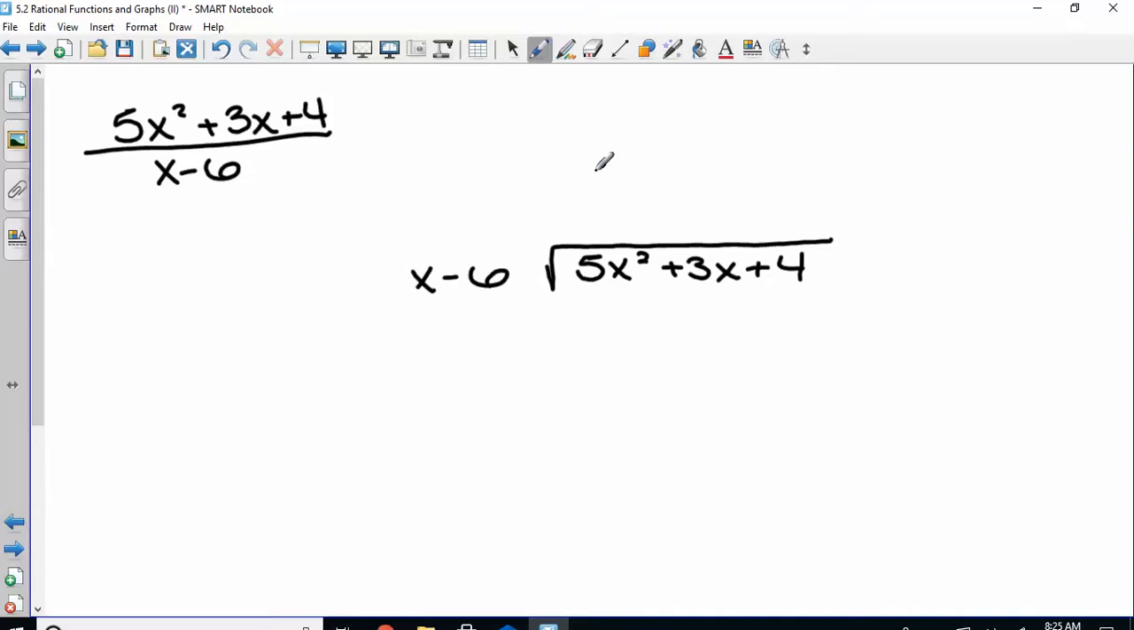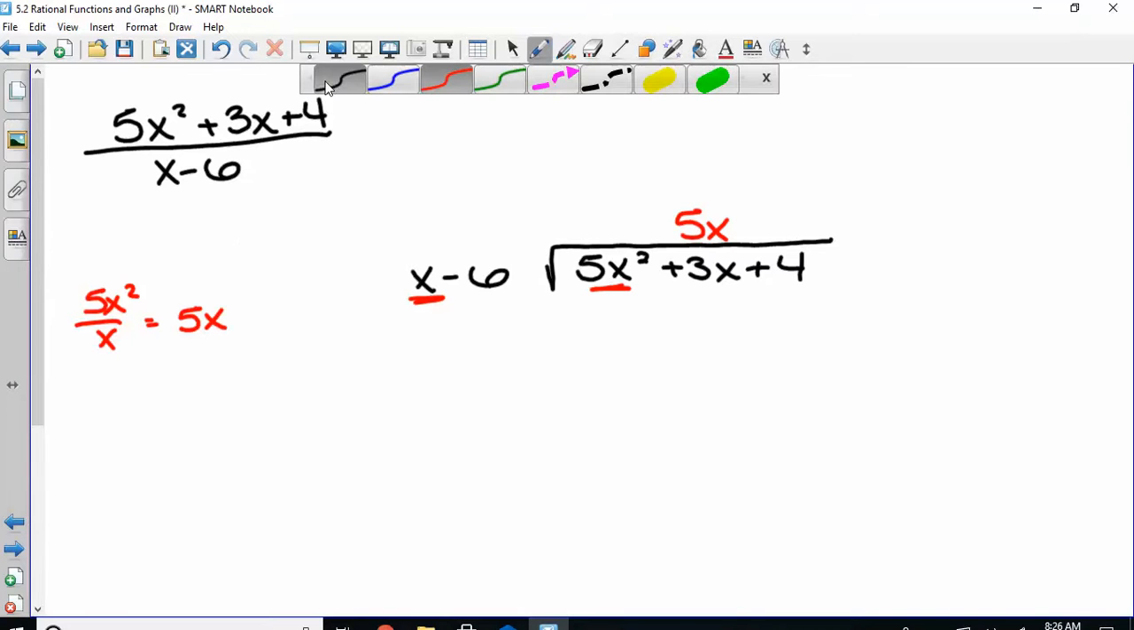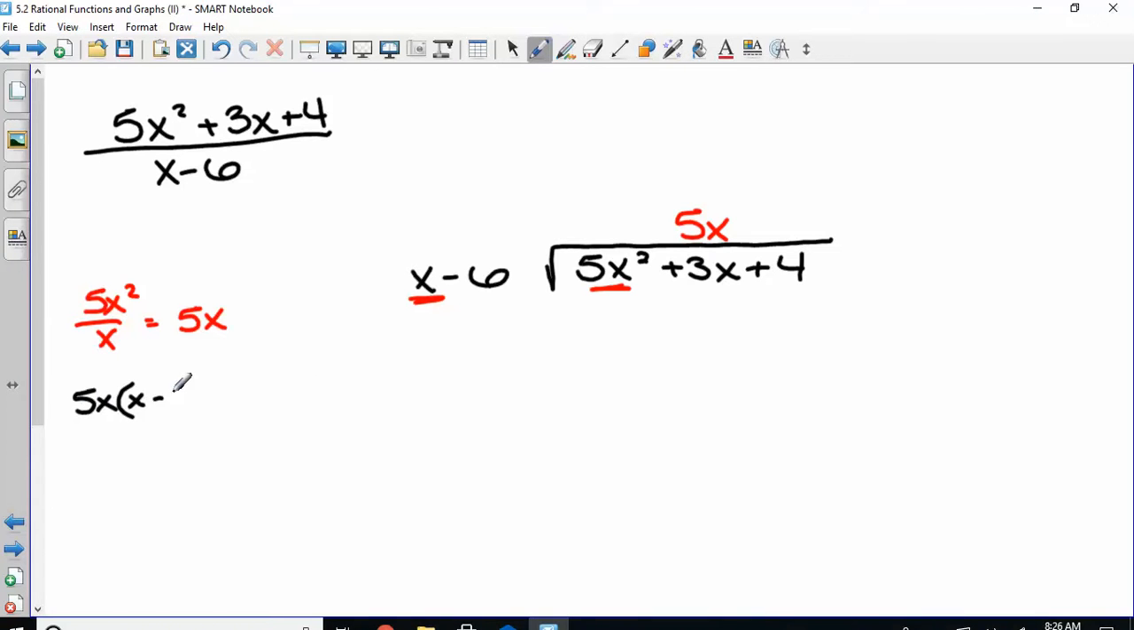So then we start with our first terms and we divide them. 5x squared divided by x would give us just a 5x. So that goes on the top. And then what do we do? Multiply. So I have to take the 5x times that x minus 6. So we get 5x squared minus 30x.